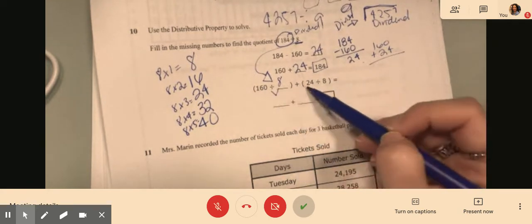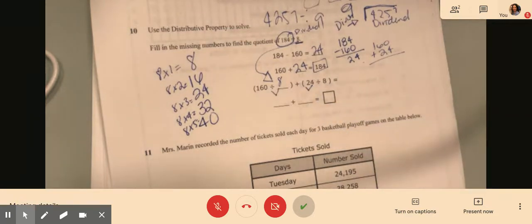I would recommend you write the multiples of 8 on the side. I'm only going to go up to there and write 8 times 1 equals 8, 8 times 2 equals 16, 8 times 3 equals 24, 8 times 4 equals 32, and 8 times 5 equals 40. So this is going to help you solve 160 divided by 8 and 24 divided by 8. Once you know what those quotients are, you add them up and you get your final quotient for 184 divided by 8.